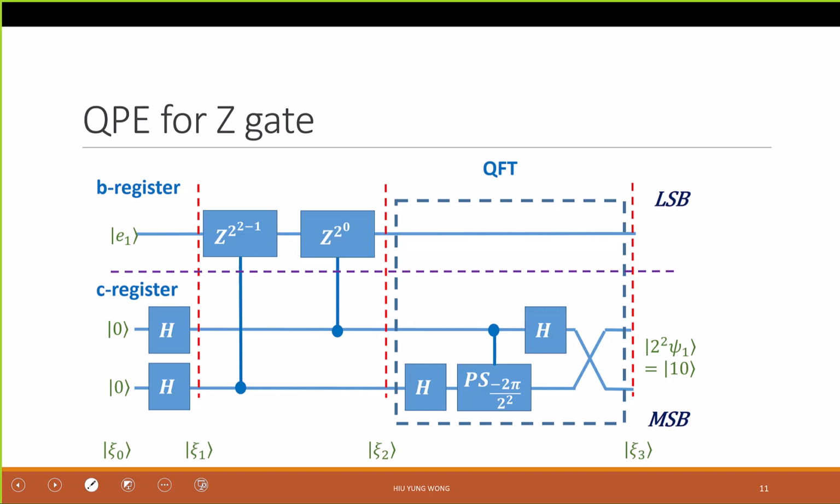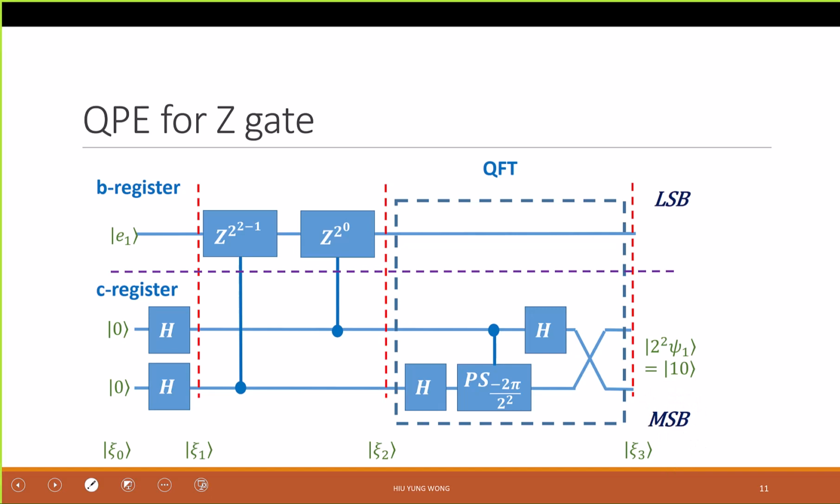What is in this circuit? Let's talk about what if I want to estimate the phase of the C gate. The C gate is a matrix. Then how do I estimate it? You see that I have two groups of registers. The top group, I call the B register. And the bottom group, I call the C register. Again, LSB on top, MSB at the bottom.